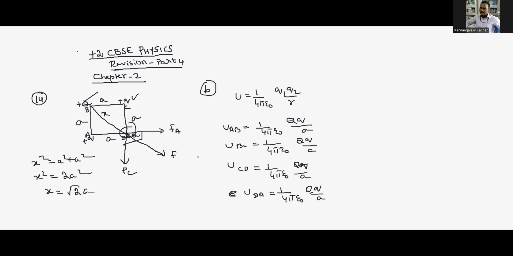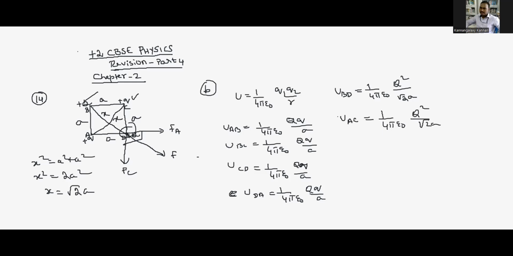So what is U of BD? BD means the charge at B and the charge at D. The formula is 1 by 4 pi epsilon naught Q1 Q2. Both of them are Q, therefore Q square by the distance x. x is already known, it is root 2 A. Similarly, on this side, A and C, the distance is the same, x only. Therefore U of AC is also 1 by 4 pi epsilon naught Q square by root 2 A.